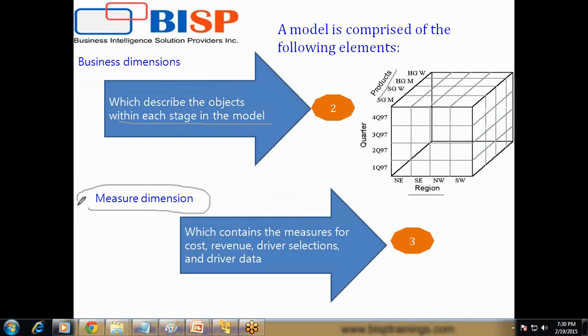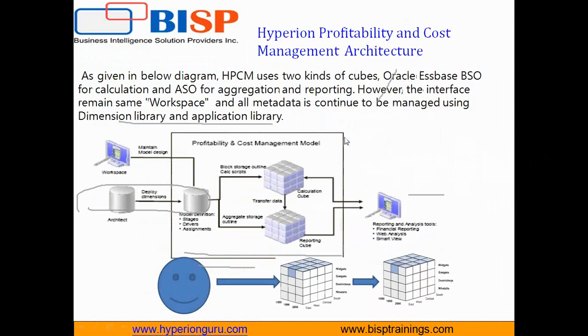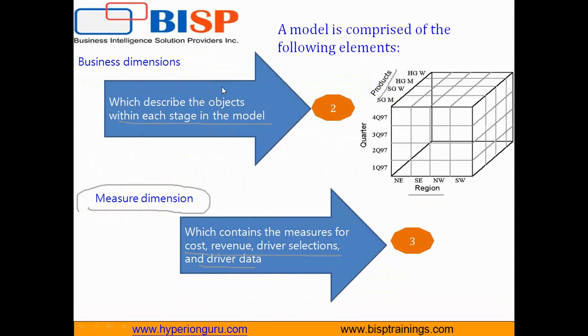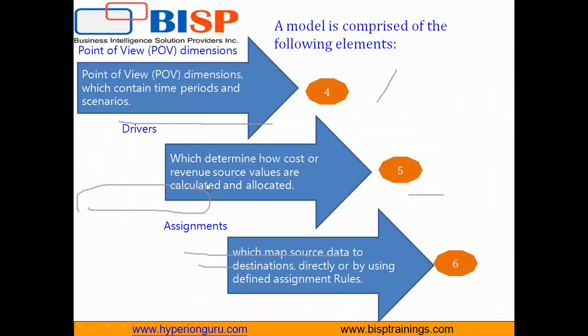Then you have measures, which is the most important element, which contain the measures like cost, revenue, driver selection, and driver data. Now again go back to the allocation which we calculated for ABC. You find our measures are initial setup and machine maintenance. Initial setup, machine maintenance. This is our major dimension. And our drivers are number of setups and machine hours, which we need at the next level. So business dimension, major dimension, then your drivers.